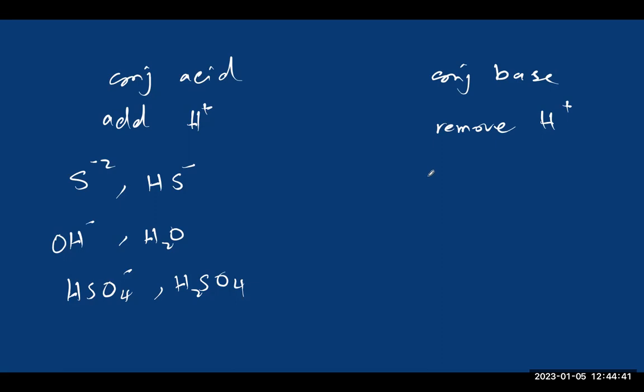So if we have H2CO3 and we need the conjugate base, we will remove one H, it will be HCO3, and don't forget the charge because it will be -1, since we are removing a +1, so it will be -1.